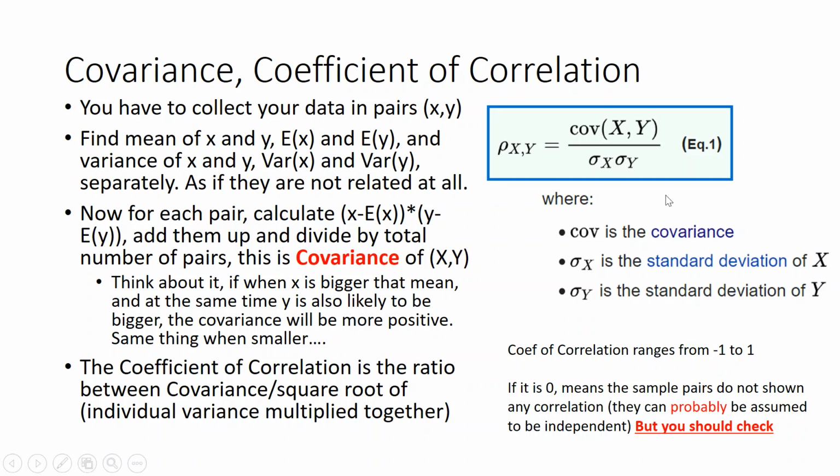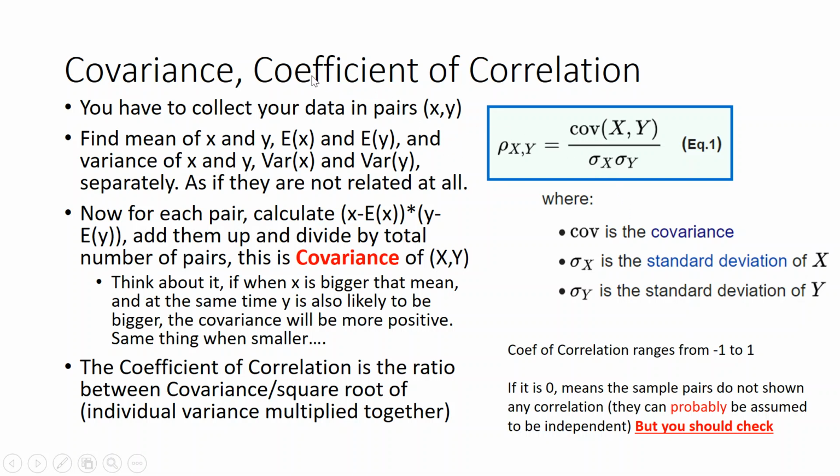Once you get to the covariance, COV of x and y, all you need to do is calculate the ratio between the covariance and the square root of the individual variances multiplied together. In other words, you can write it as the standard deviation of x times the standard deviation of y. This value, with all the data that is possible, will range from -1 to 1. The best you can do is 1, and you can get -1 if x and y are totally flipped.